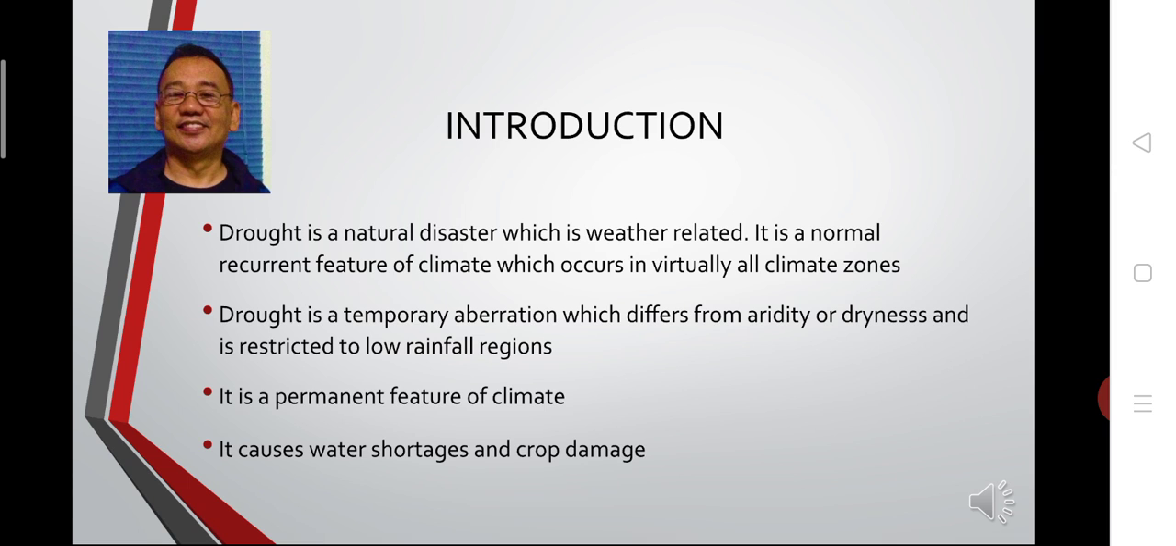Pero this is just temporary. Sabi nga, drought is a temporary aberration, okay, which differs from aridity or dryness and is restricted to low rainfall regions. Anyway, alam natin it is expected that rains come by May, June, July, hanggang December na. At marami na tayong tubig dito and dryness ay madaling ma-eliminate sa atin. It is a permanent feature of climate. It's irregular. It causes water shortage and crop damage.